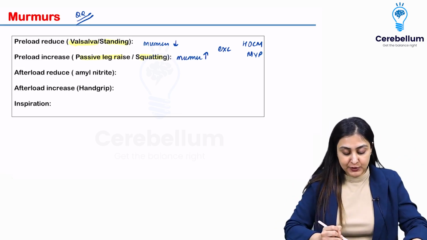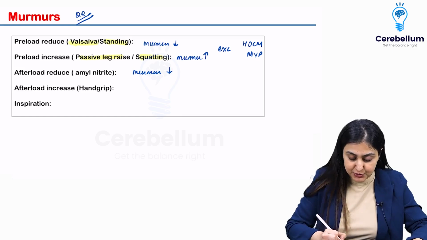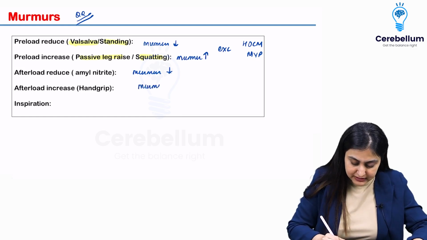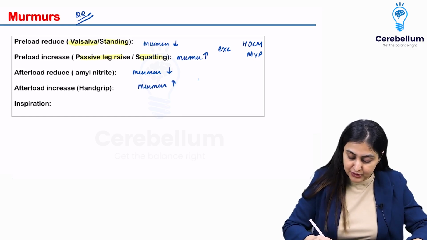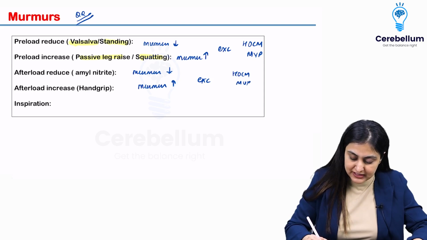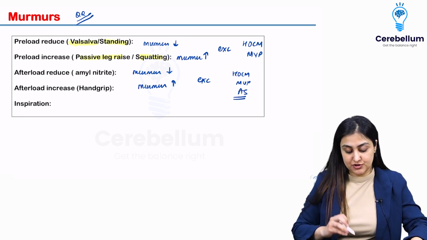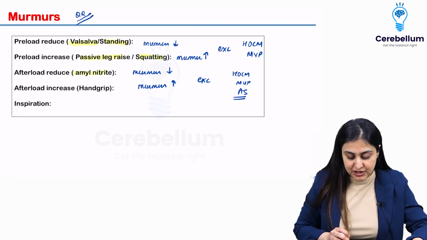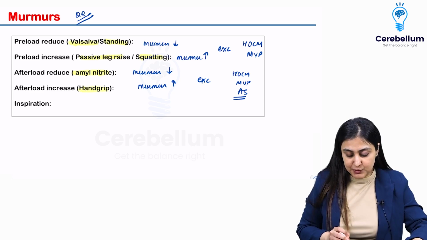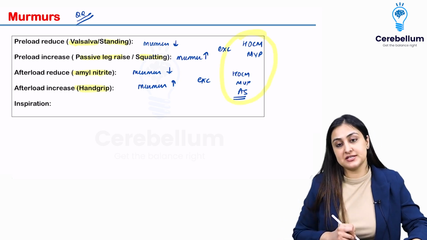Now, afterload reducing and increasing. So, remember, all of the murmurs are going to reduce on reducing afterload. They are going to increase on increasing the afterload, except HOCM and MVP are always exceptions, but now you add something, AS. AS also behaves opposite. Okay, so afterload reduction by amyl nitrate, afterload increase by hand grip. So you usually get questions in this category.